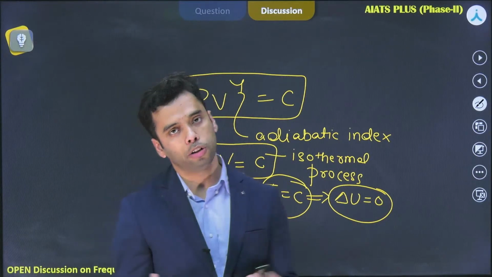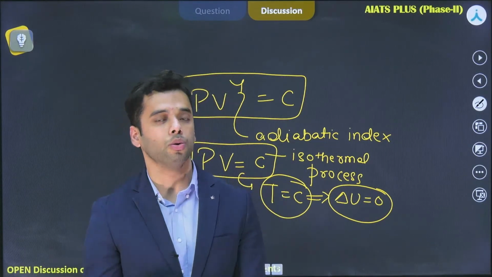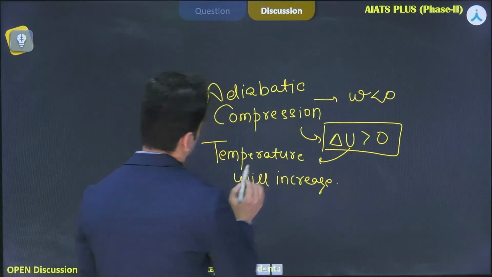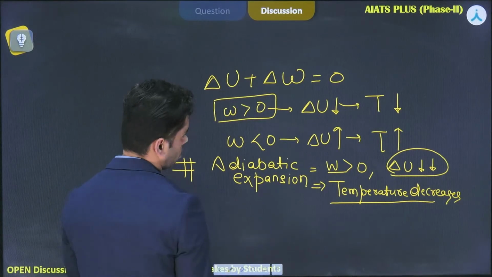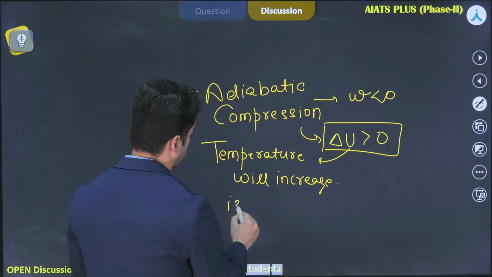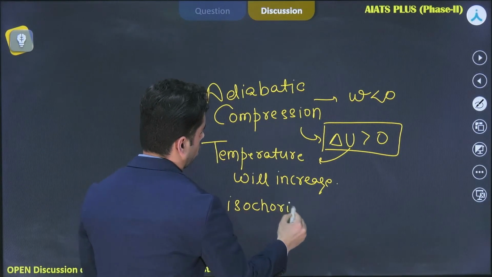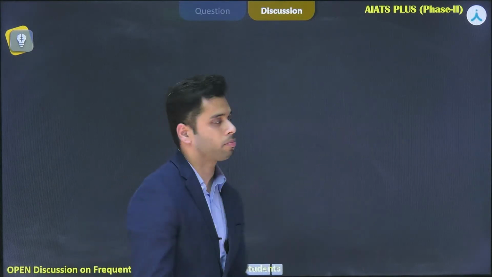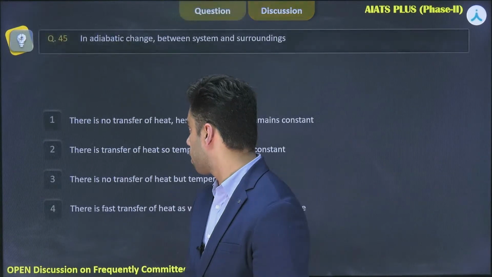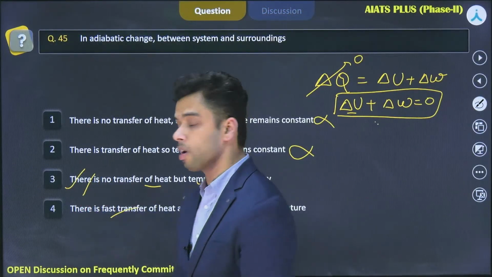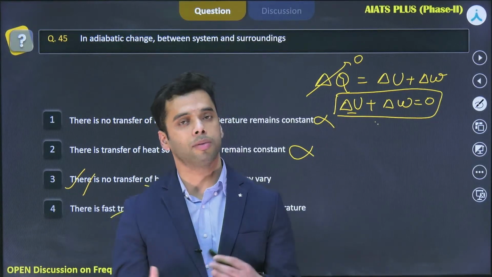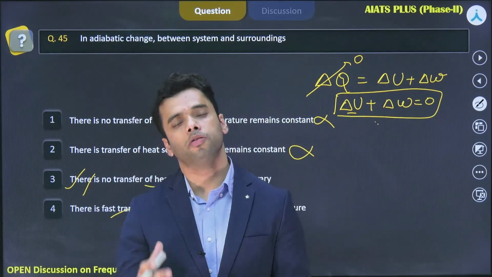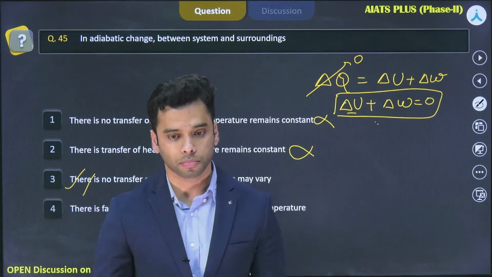And then you also have the isochoric process in which delta W is 0. So in that case, delta Q is equal to delta U. There is an isochoric process also, where delta W is 0. So you need to be thorough with all the processes, but the correct answer to this is option 3, that is, there is no transfer of heat but temperature may vary. So dear students, I hope I made all the concepts clear to you. I tried my best to get the concept delivered to you and to discuss the problems of this paper, and I hope you understood all the concepts.